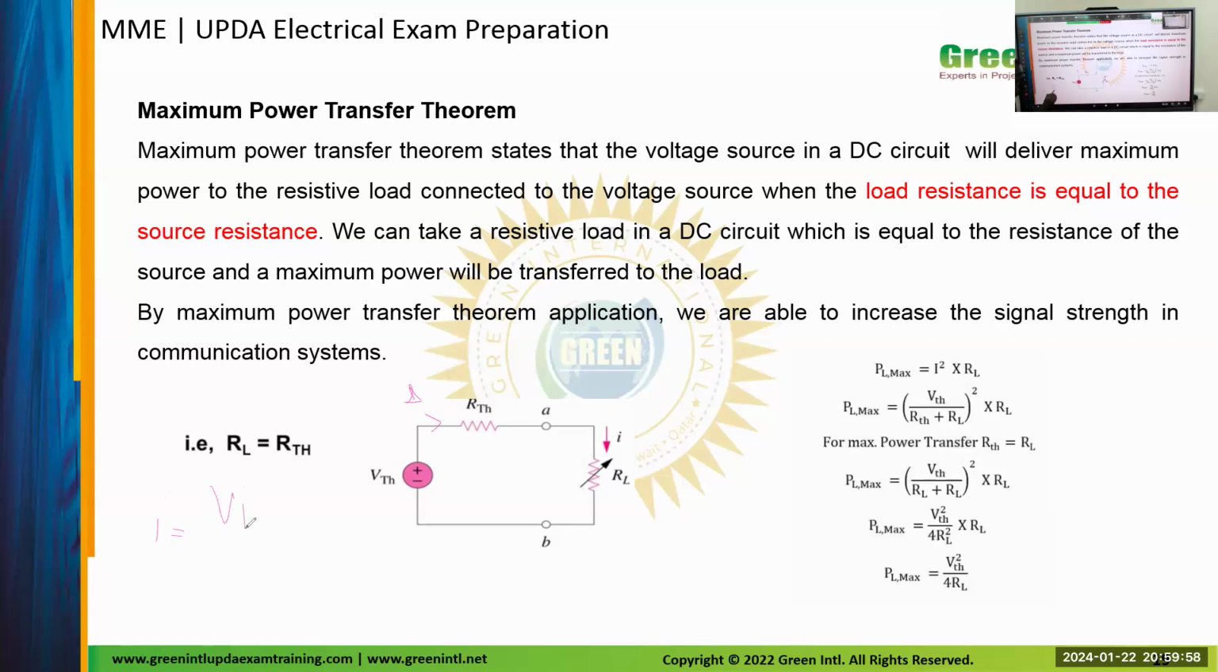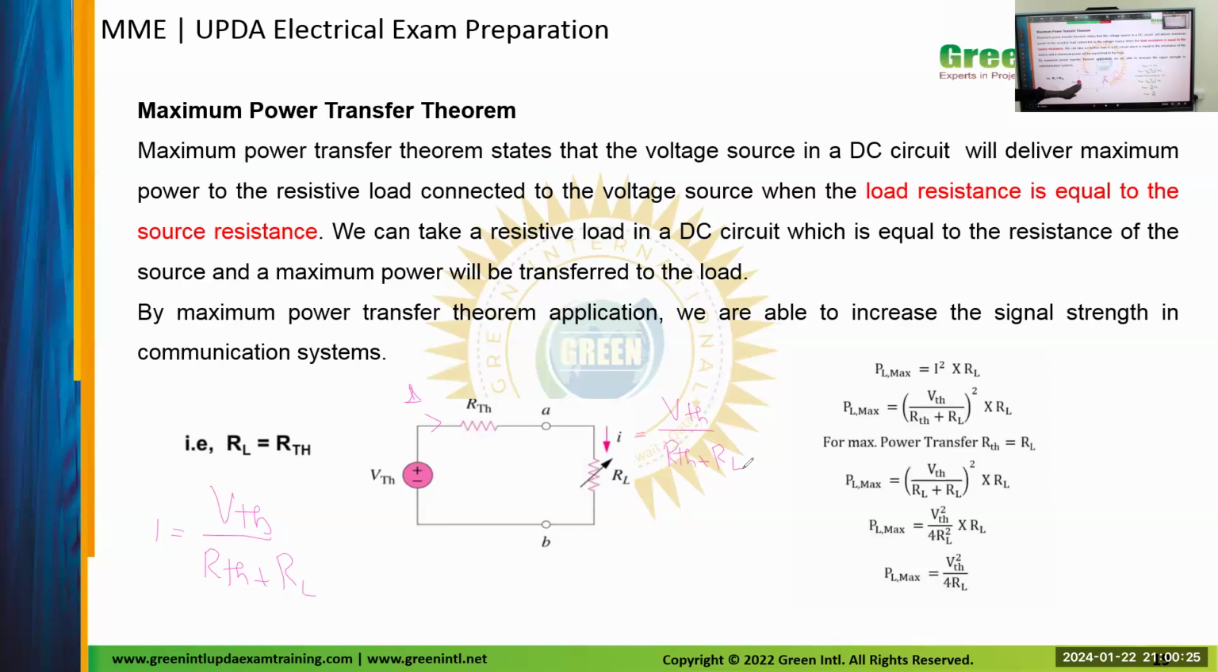So VTH divided by the two resistances connected in series, so we say RTH plus RL. This is the total current flow in the circuit. These two resistances are connected in a series circuit, so the total current is the same. So the small I is equal to VTH divided by RTH plus RL.